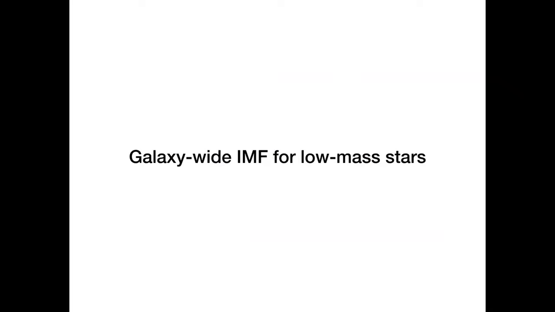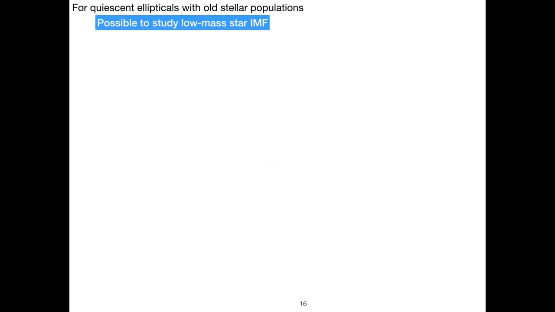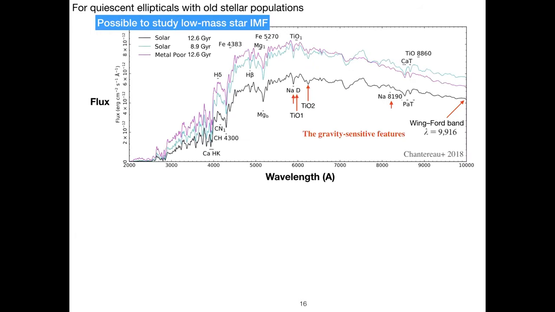Now I will talk about the low mass stars. Like I said, we need to talk about them separately, because in order to observe the low mass stars, you cannot observe the star forming galaxies, as the luminosity will be dominated by massive stars. So we observe the quiescent ellipticals. Now there are gravity sensitive features in the spectrum that tell you the ratio between dwarf stars and giant stars.